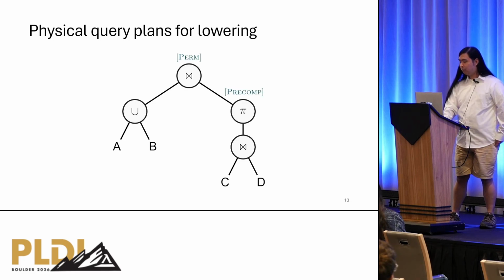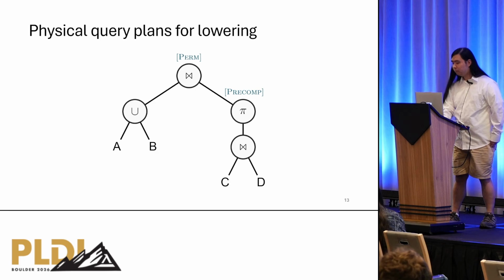We implement this by using a physical query plan with annotations. The perm rule at the top means to permute the loop ordering into a given new ordering, and the pre-comp rule means to pre-compute the given subtree into a temporary relation before proceeding with the rest of the query.